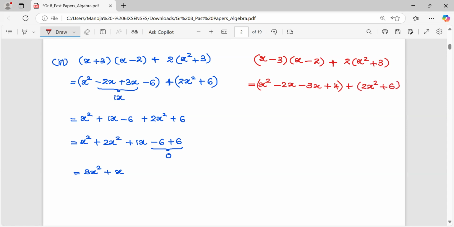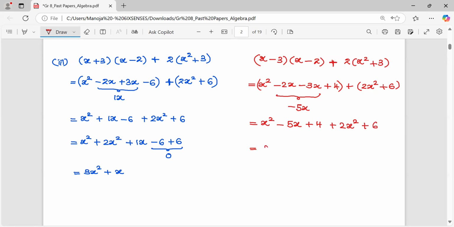Now we'll see what happened. Negative 2x and negative 3x. So x times negative 2, negative 3 times x. So then this becomes negative 5x. So then I rewrite my question, x squared negative 5x positive 4, and then positive times 2x, positive 2x squared, and positive times positive, it is positive 6.